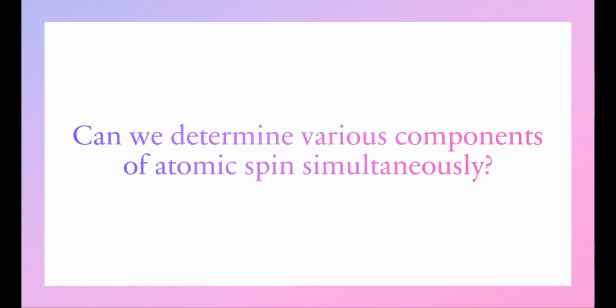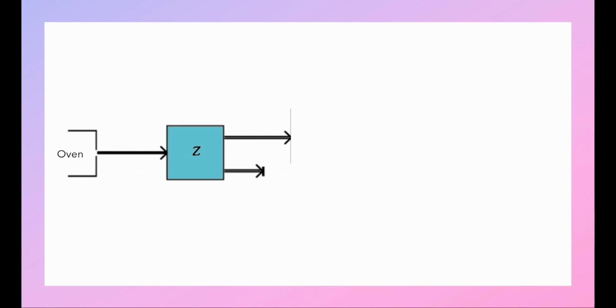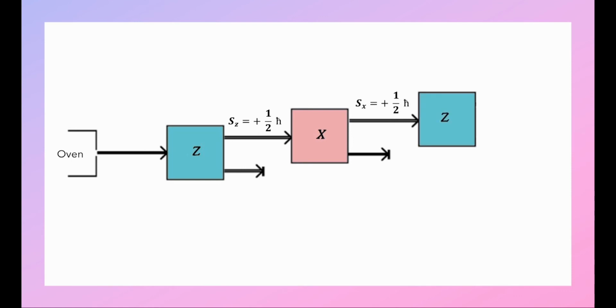Now, let's take a look at repeated spin measurements. Can we determine various components of atomic spin simultaneously? Consider a series of spin measurements using a sequence of Stern-Gerlach devices. In this experiment, atoms are separated in the first device according to their z component of spin. Those with spin up are then passed through a second device in which atoms are separated according to their x component of spin. Those with spin up are passed through a third device, which separates the atoms according to their z component once again. The simple expectation is that, since these atoms have already been preselected to have spin up, they will all emerge from the final device in the spin-up beam.